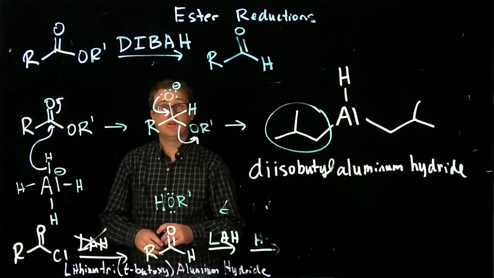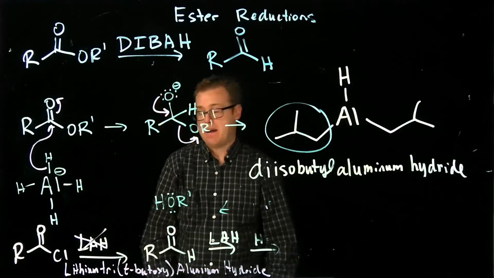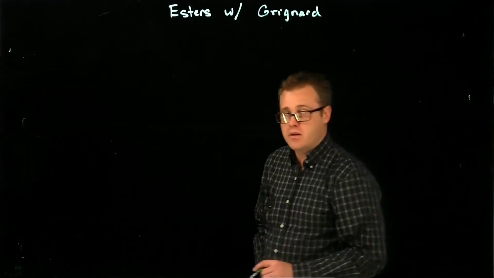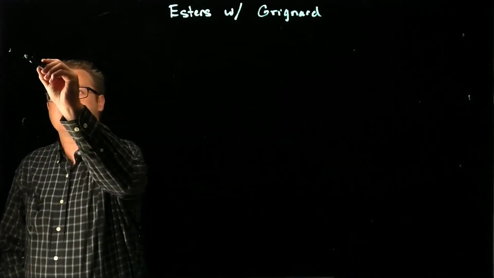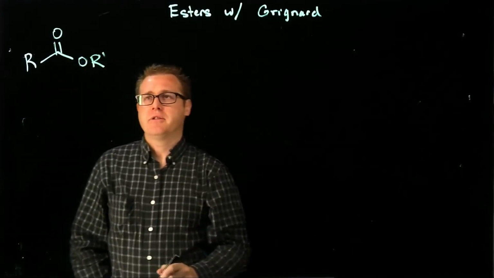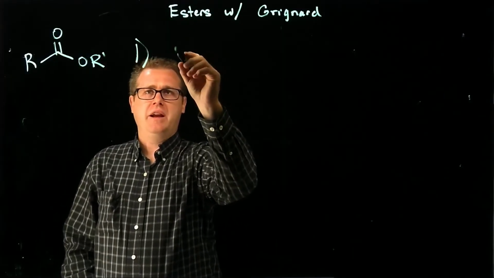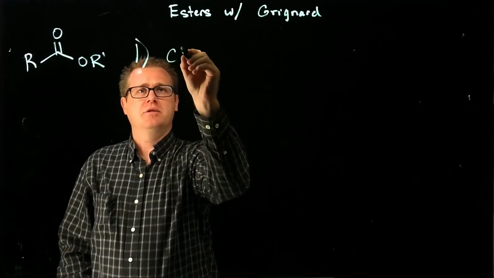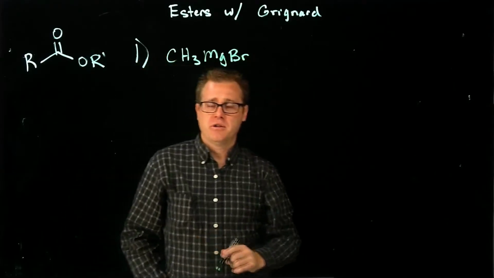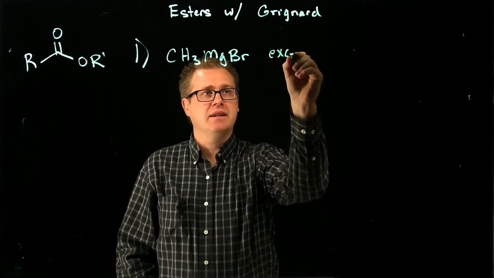Next, we are going to look at Grignard reagents reacting with esters and figuring out what that makes. Now let's take a look at a reaction where you can take an ester and treat it with a Grignard reagent. We could use any Grignard reagent. Let's use a simple one. And the Grignard reagent has to be in excess or at least 2 equivalents. We'll just say excess.